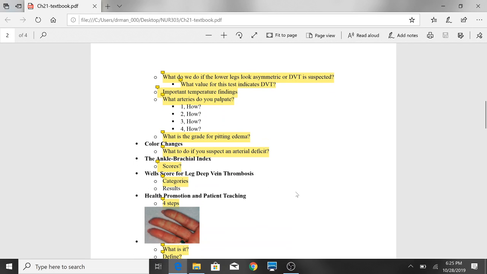Health promotion and teaching. Mainly we're trying to promote foot care. You want to make sure you're always checking your feet. You want to make sure you're always getting blood flow and circulation, like walking or doing exercise if you can't walk. Cleaning them. And make sure you have the right shoes and you're comfortable.